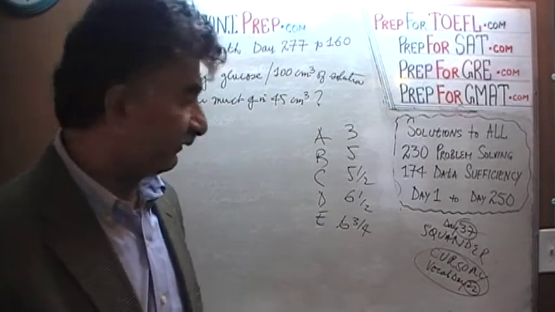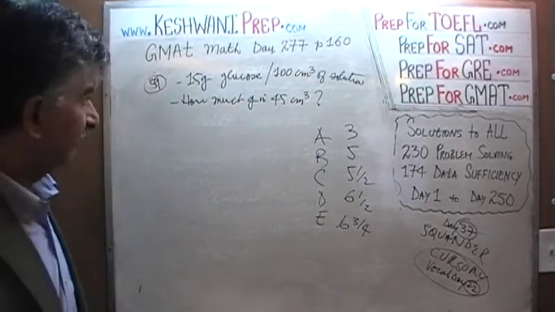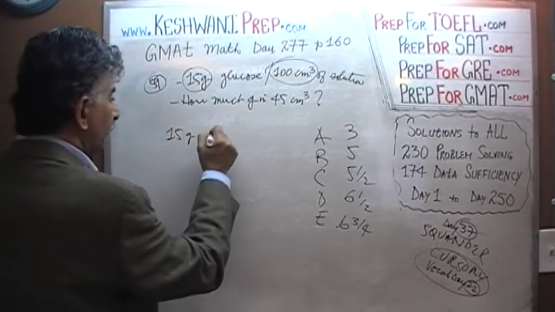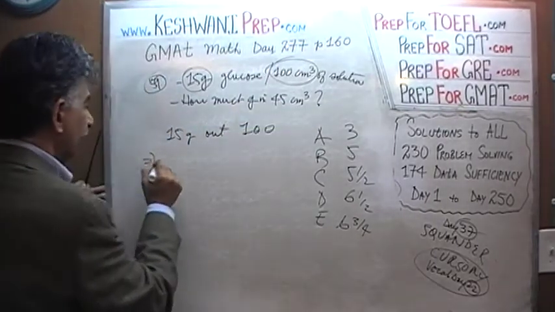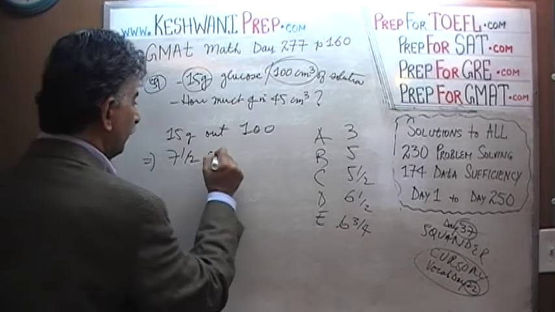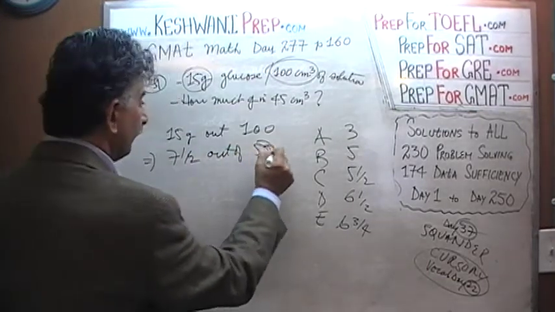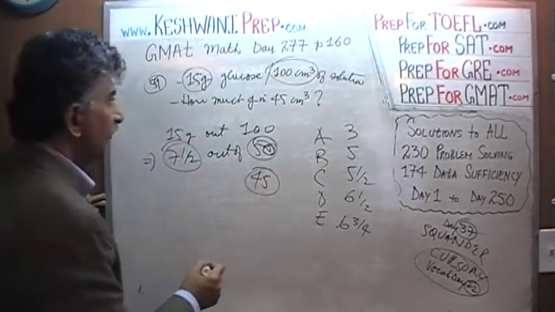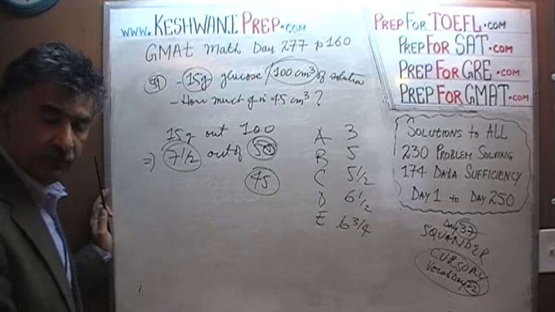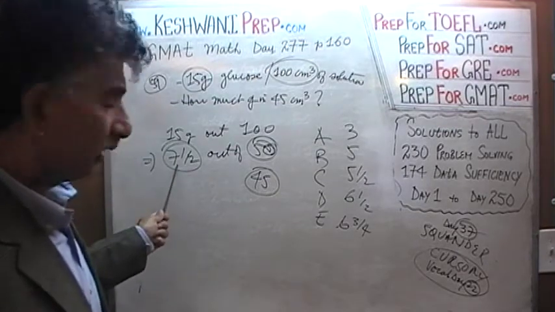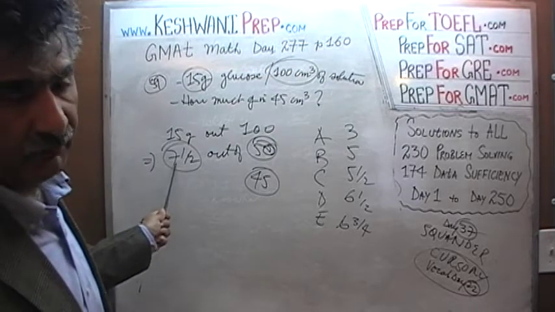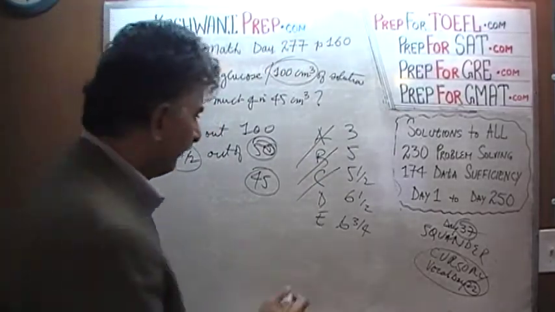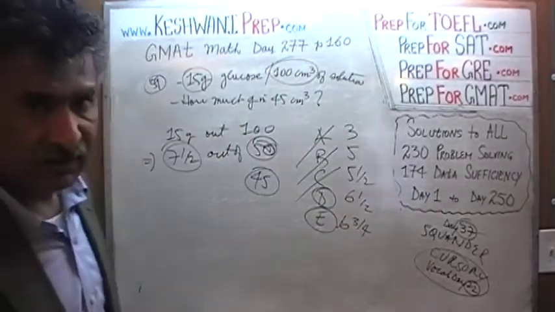They make no sense. For example here, we know it's 15 grams out of 100. Well, if it's 15 out of 100, that tells us that it must be 7.5 out of 50. Since we have 45 here, the correct answer, whatever it is, is going to be just under 7.5. It's going to be a little less than 7.5. It is not going to be 3, 5, or 5.5. The answer is going to be either D or E. A, B, and C are insane.